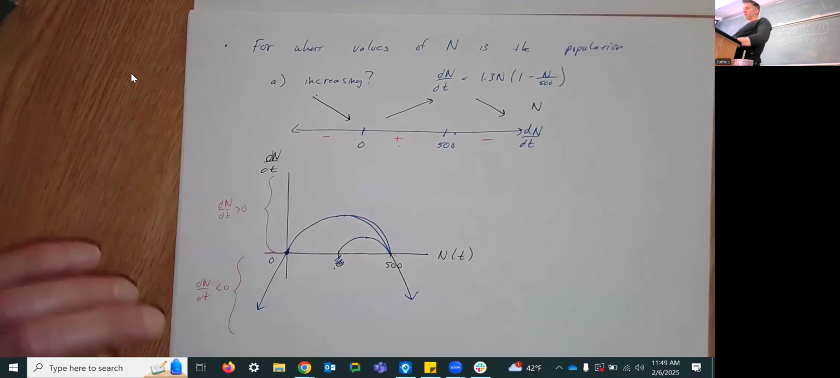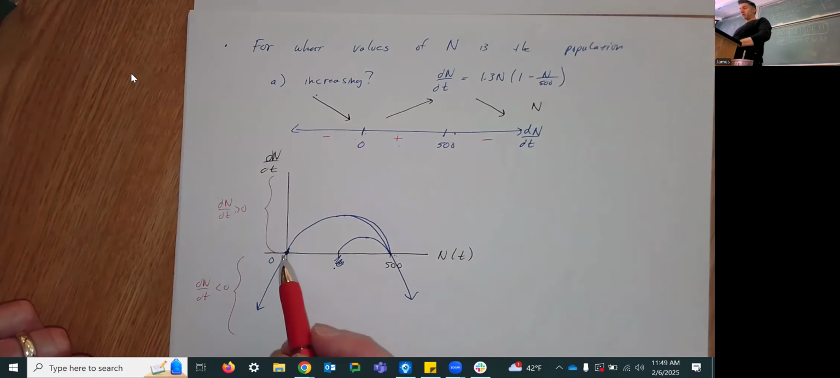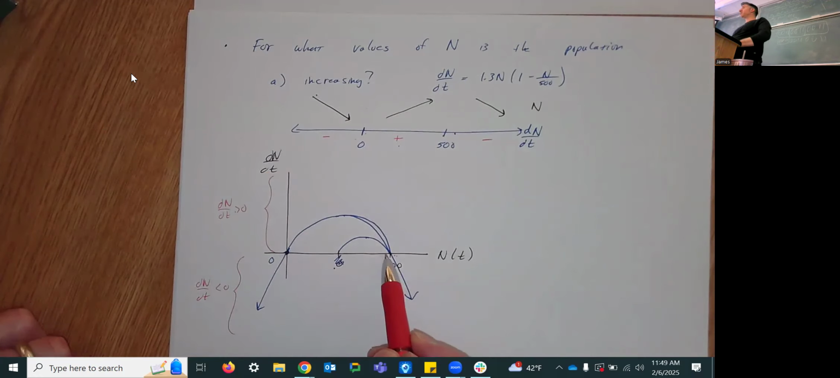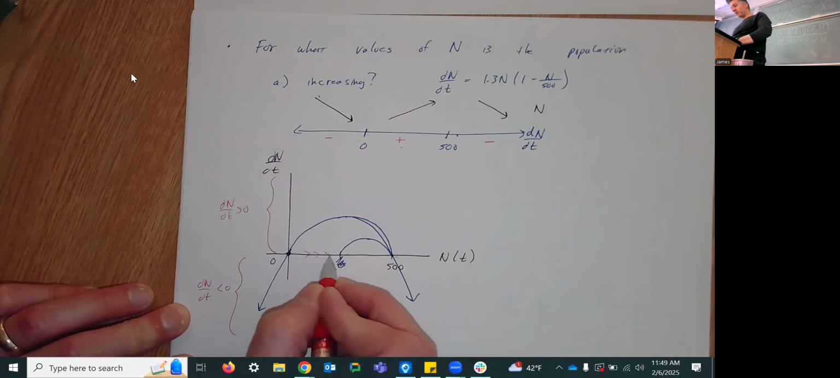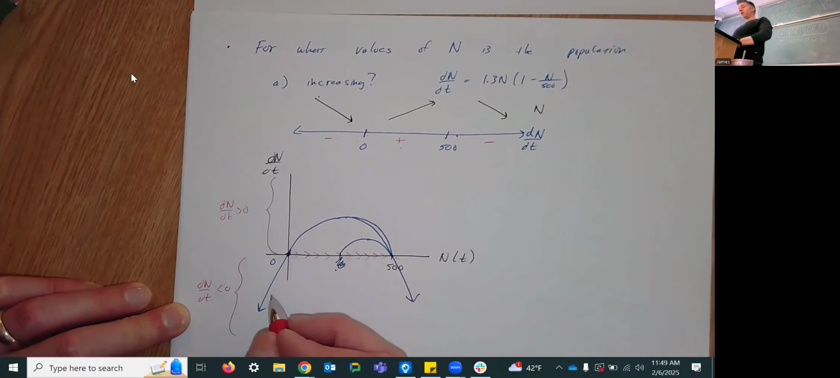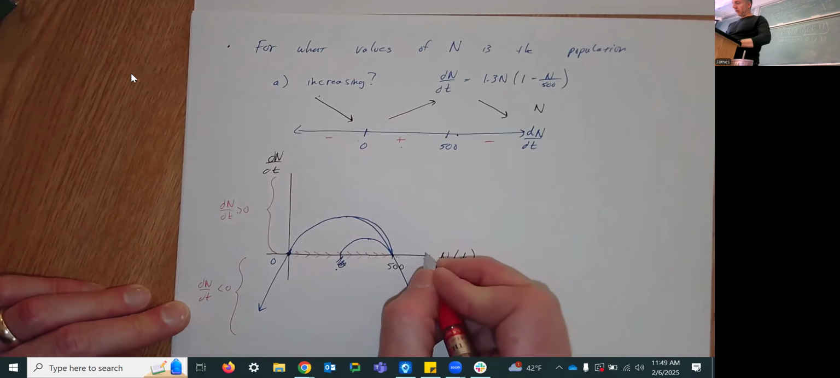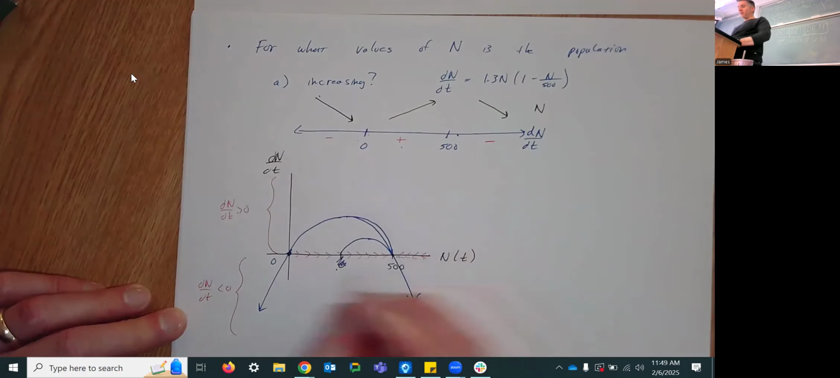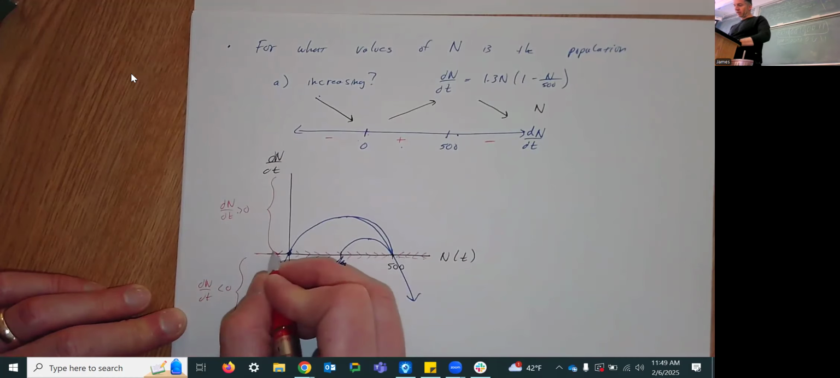Okay, but here's what I want you to see. If dn/dt is positive between 0 and 500, that means n is increasing. So check this out. That means if I start here, I get pushed to the right. On the other hand, if n is bigger than 500, then n is decreasing, meaning getting pushed to the left. And then if n is less than 0, n is also decreasing.